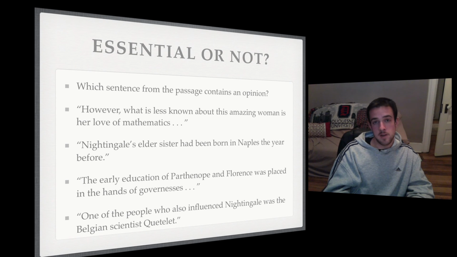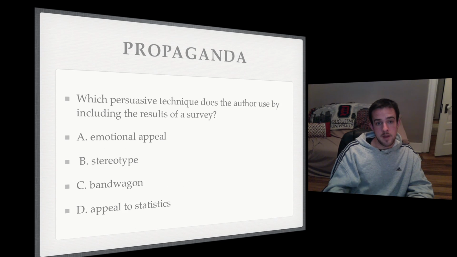A few more questions here. I know I said that before. Which sentence from the passage contains an opinion? You're going to find these more likely in nonfiction than in fiction. Fiction tends to be all opinion, all made up. So you have to go through and ask yourself which one of these is a fact and which one of these is not. Last one, propaganda. What persuasive techniques does the author use as the results of a survey? Well, the author appeals to the statistics, most likely. If they're using a survey, they have numbers, and they're going to try to convince you.